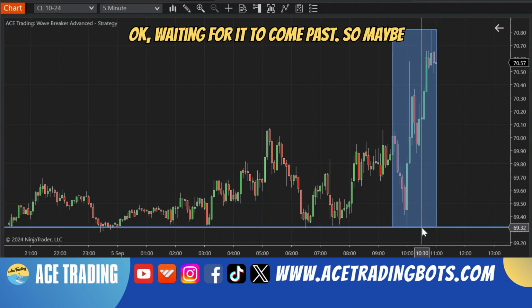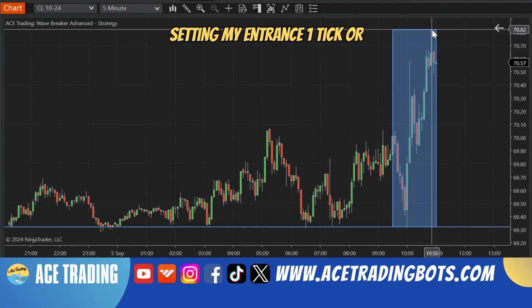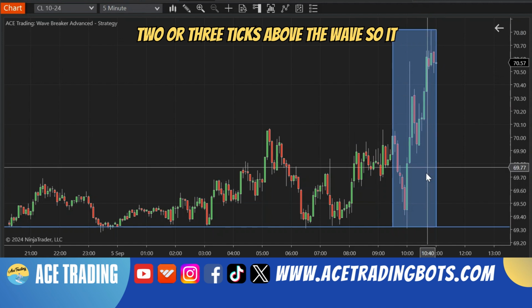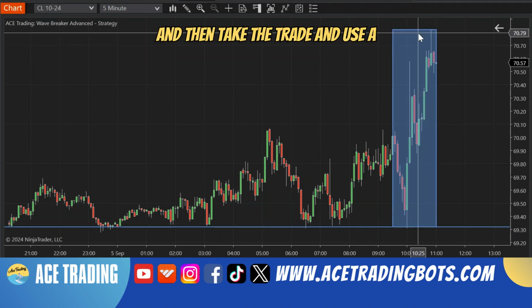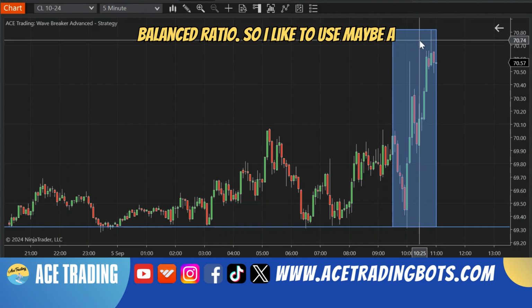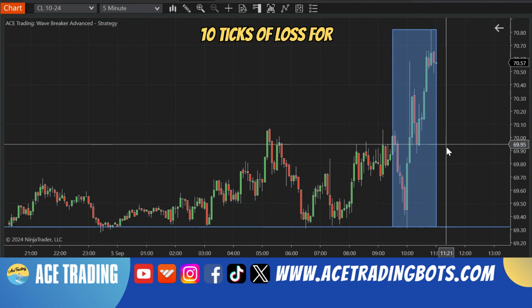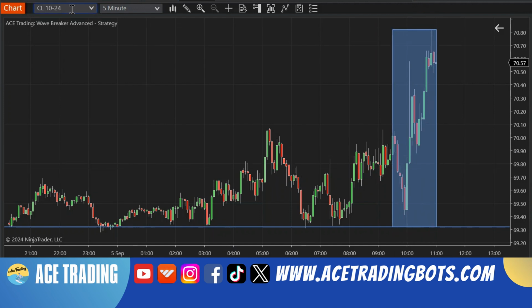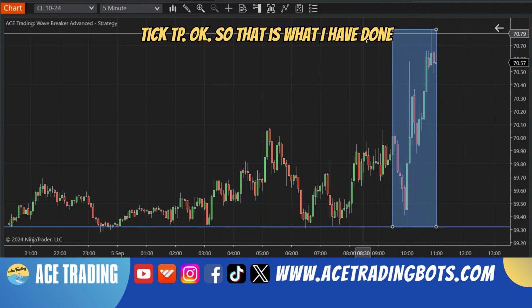waiting for it to come past, so maybe setting my entrance 1 tick or 2 or 3 ticks above the wave so it doesn't get these little spike outs. Then take the trade and use a balanced ratio. I like to use maybe a 1-to-2 ratio, so risking only maybe 10 ticks of loss for crude oil and going for like a 20-tick TP. That is what I've done today.